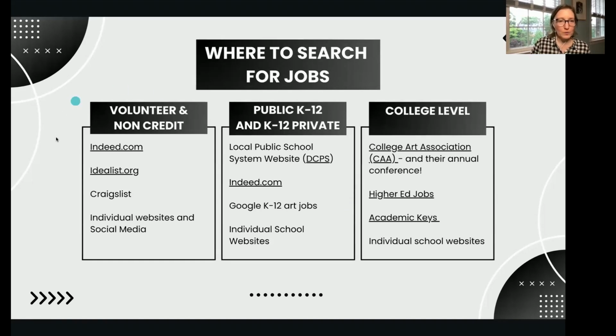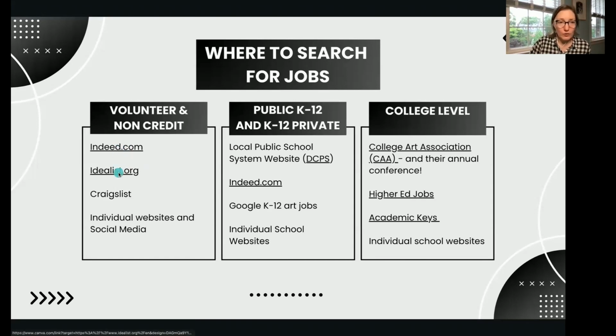Where to search for jobs. So remember, you're going to get this as a PDF if you want it. All of these are links that you can click on. For volunteer and non-credit jobs, that includes the camp counselor stuff that I was mentioning at the top, Indeed.com and idealist.org are really great resources. There used to be, not even that long ago, maybe 5-8 years ago, local websites that an arts organization would maintain with all the local jobs, and those have slowly one by one kind of dropped off. And I think it's because everything is on these two behemoths.